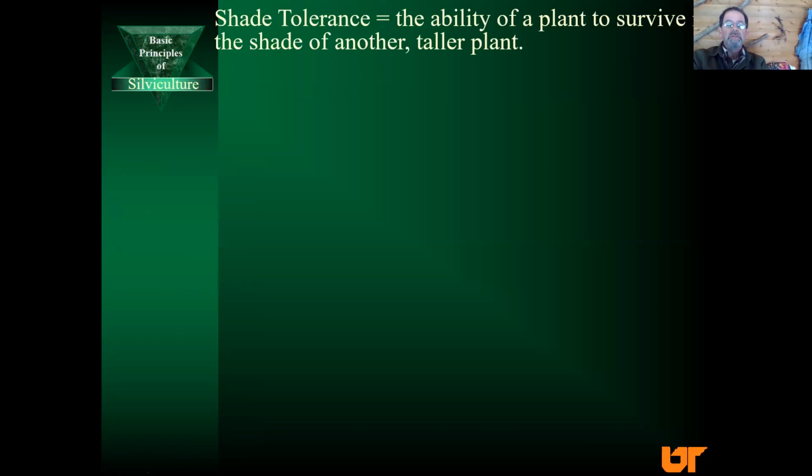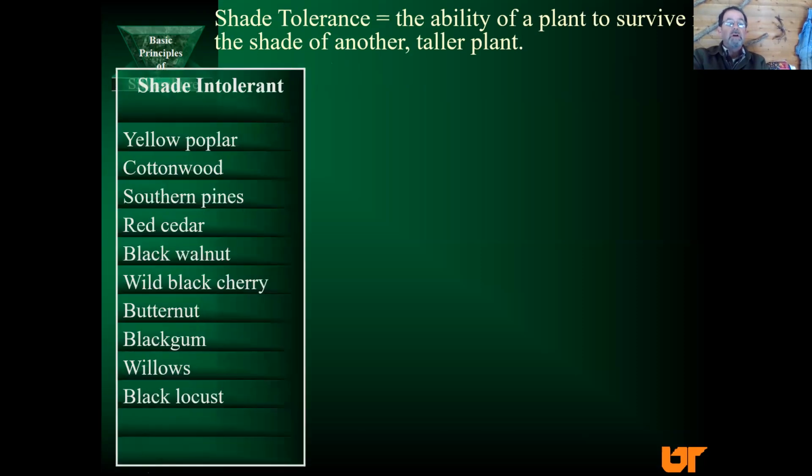Now, shade tolerance is the ability of the plant to grow in the shade of another taller plant. That's a concept you need to understand if you're going to be managing your forest. And so some trees are considered intolerant to shade. So they might get started in the shade, but they don't endure there long, because they just need a lot of sunlight. And so here's a whole host of trees that are considered intolerant to shade. They won't live for very long in the shade of an overstory tree.